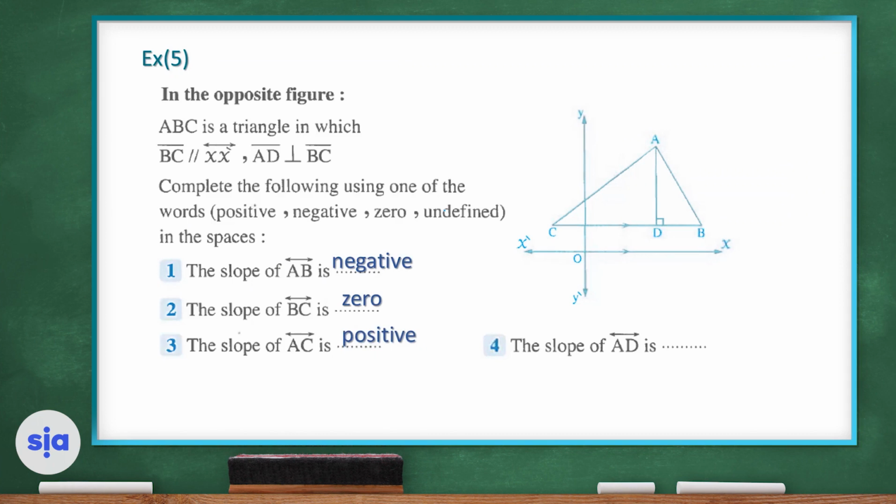Question 4, the slope of line AD. As you can see, line AD is a vertical line. And we know that vertical lines have undefined slopes. So the slope of line AD is undefined.